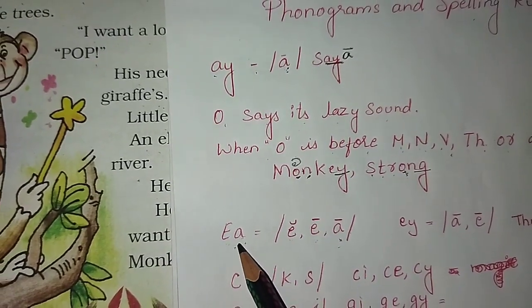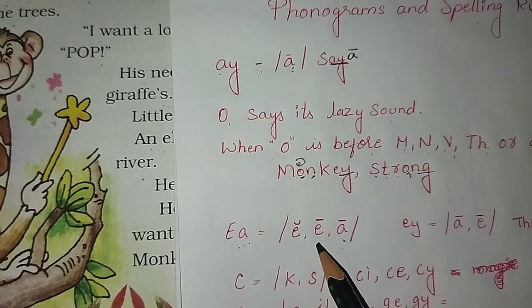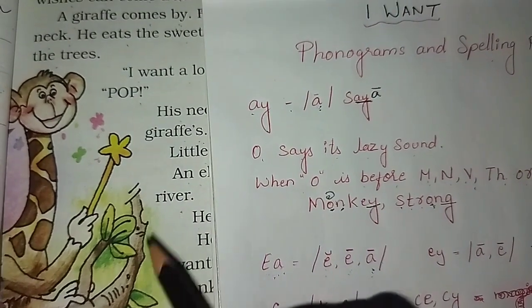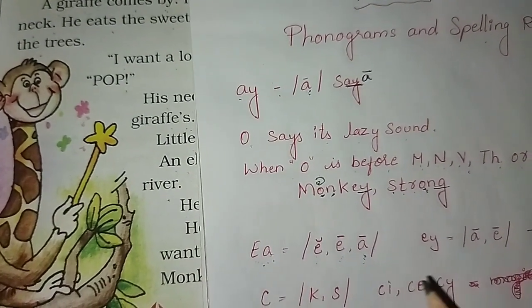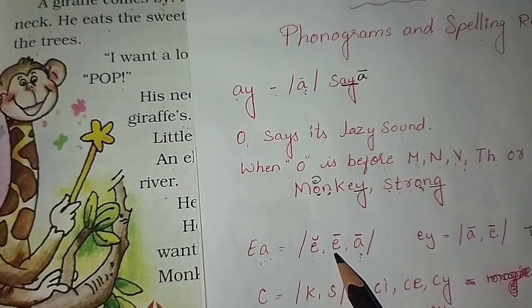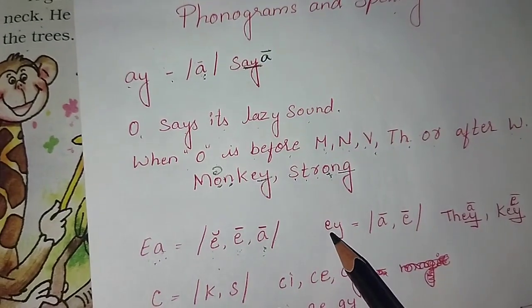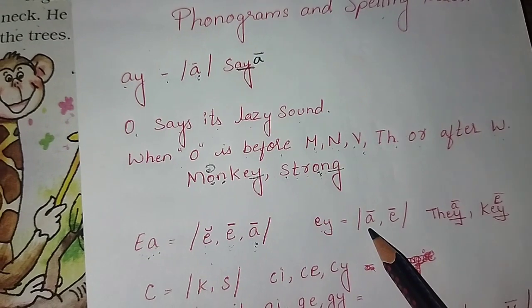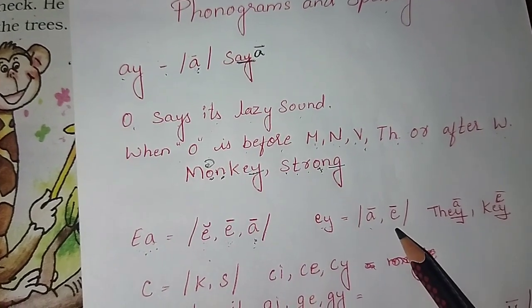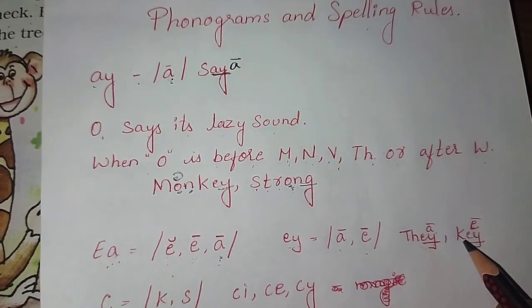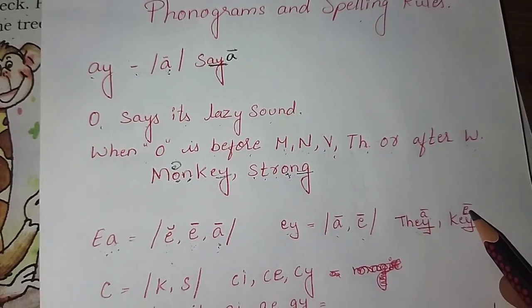Vowel team EA has three sounds: long A, long E and short E. When I decode the lessons, I will tell you which word is pronounced like long E, long A or short E. Next, EY says the long A sound and the long E sound. Like the A, EY is saying A. In monkey, EY is telling the long E sound.